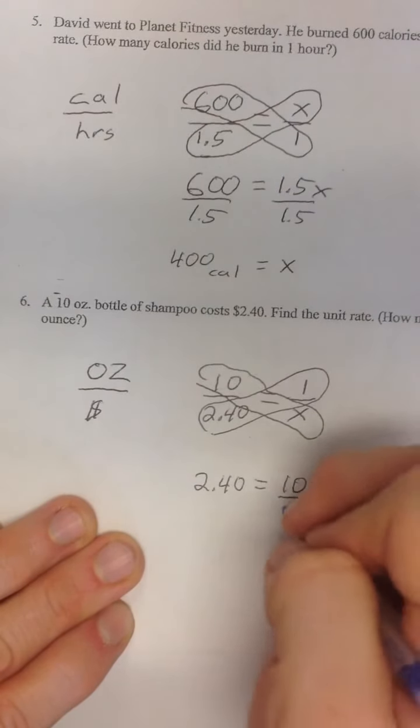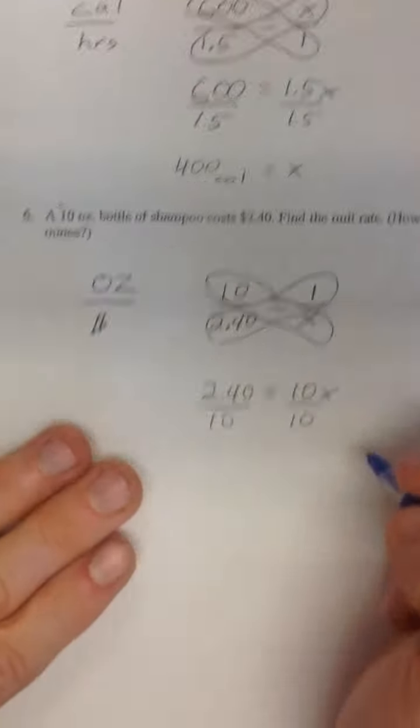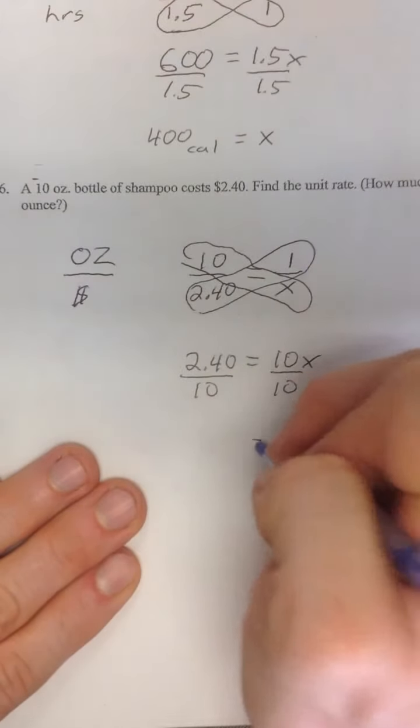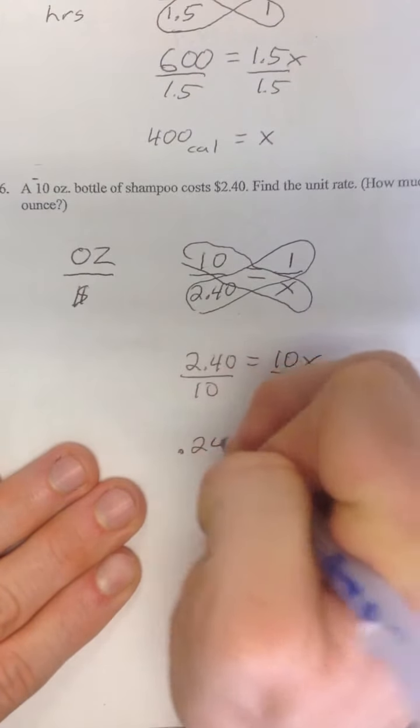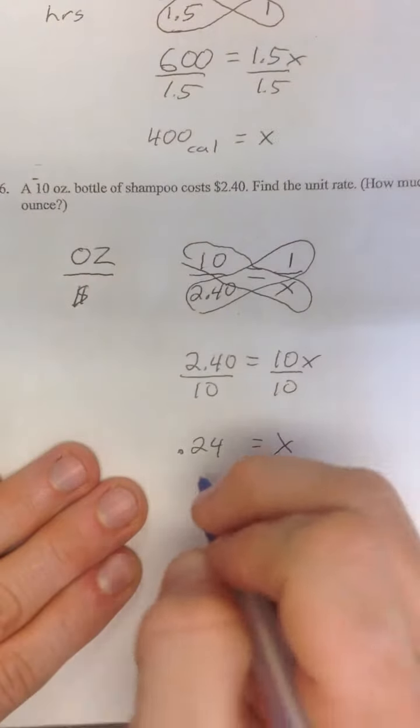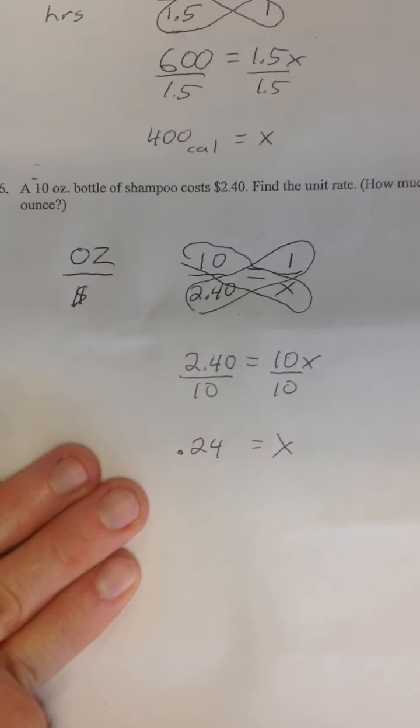Divide both sides by 10. Divide both sides by 10. And x is going to equal 0.24. So basically what we're saying is it's 24 cents for every ounce of shampoo.